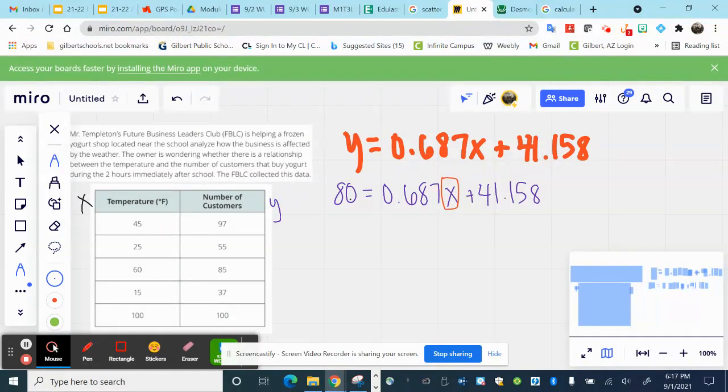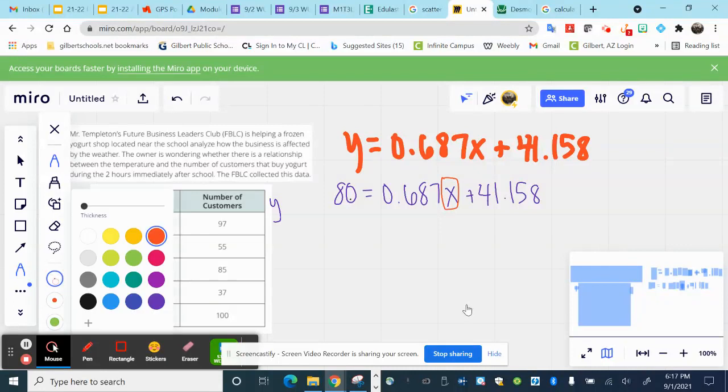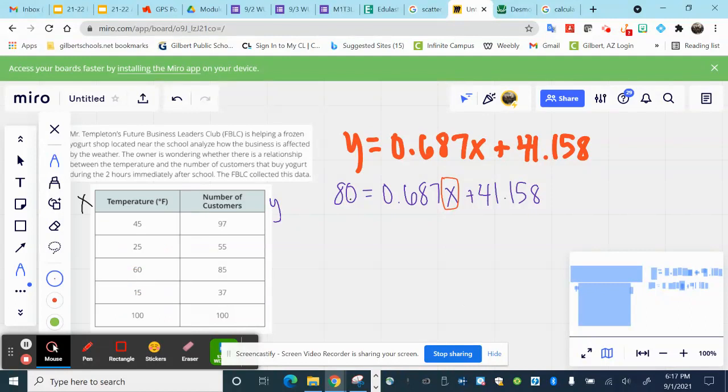So put a little box around my X right there, which means I need to get rid of the 0.687 and the 41.158. Now, when you're solving an equation, you're taking the order of operations, PEMDAS, you're taking it apart. So you're going backwards. So you're going to start with anything that's added or subtracted to your X first. In this case, our 41.158 is being added to our X. So to get rid of it, we want to subtract.